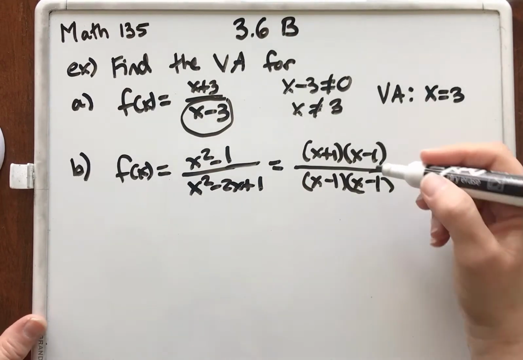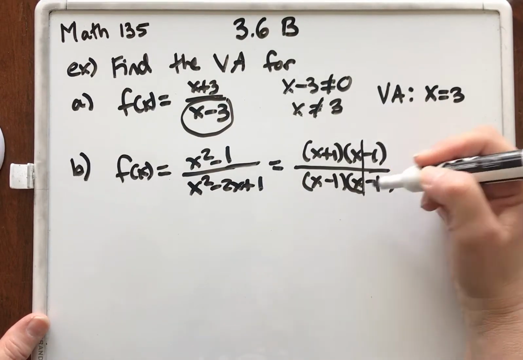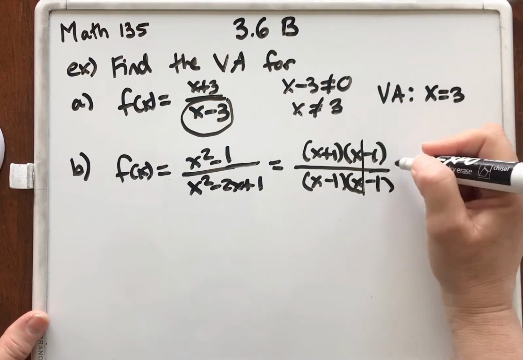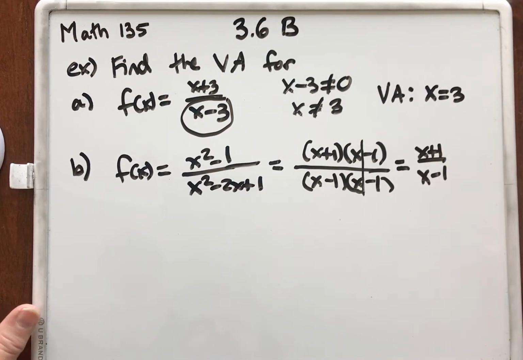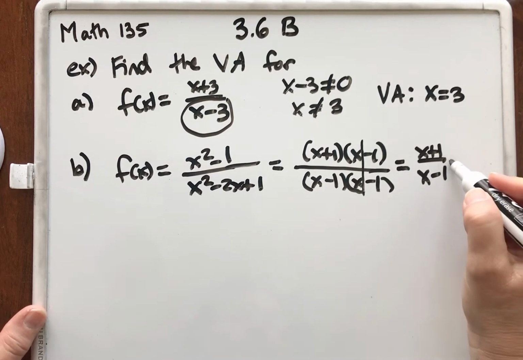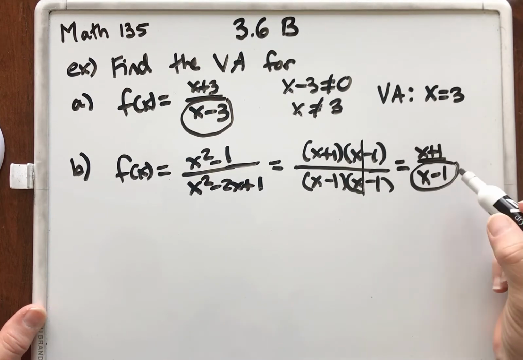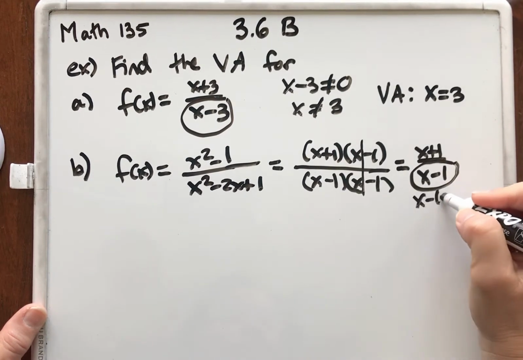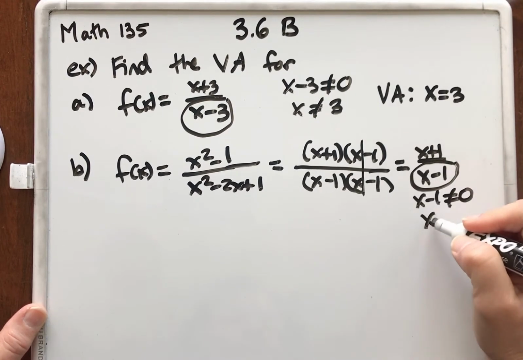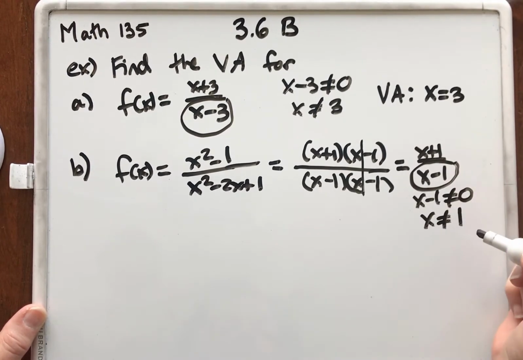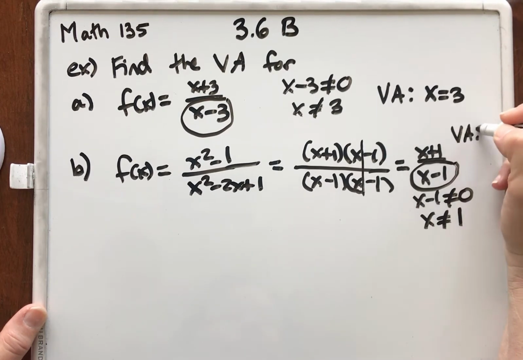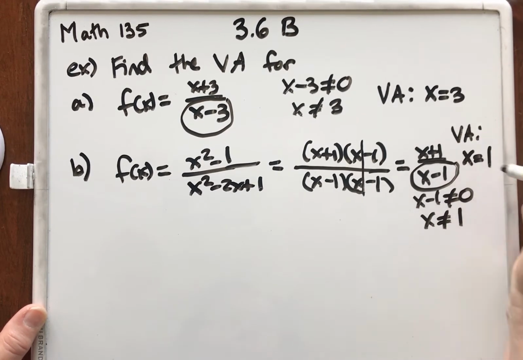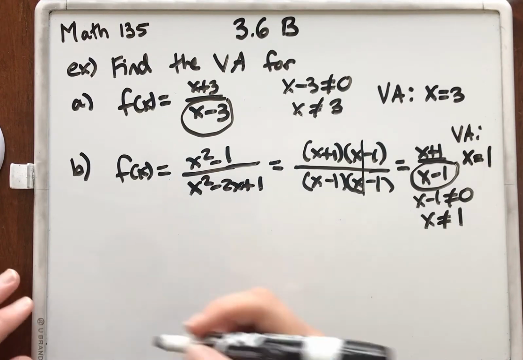So we can cancel our minus 1's. And what do we notice? What's left? We have x plus 1 over x minus 1. Now to find vertical asymptotes, we look at the denominator. Okay, we know x minus 1 cannot equal 0, so x cannot equal 1. Therefore, our vertical asymptote for this problem is x equals 1. Okay, let's do another one.